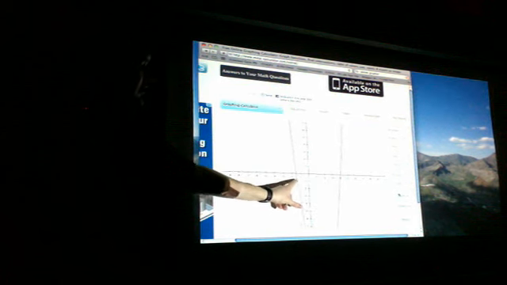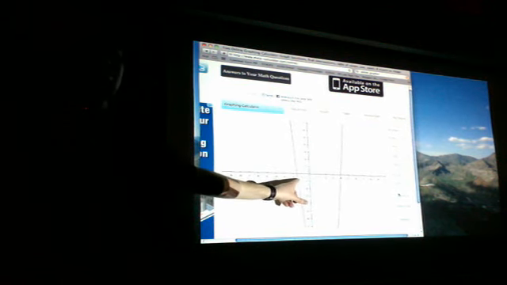Okay, I'm zooming out to see the whole parabola. But I'm worried about where it crosses that axis, right? When we solved that equation, we got x values of 4 and negative 1.5. Now if I look at the graph, it crosses here. Here's 1, here's 2. That's right in the middle.